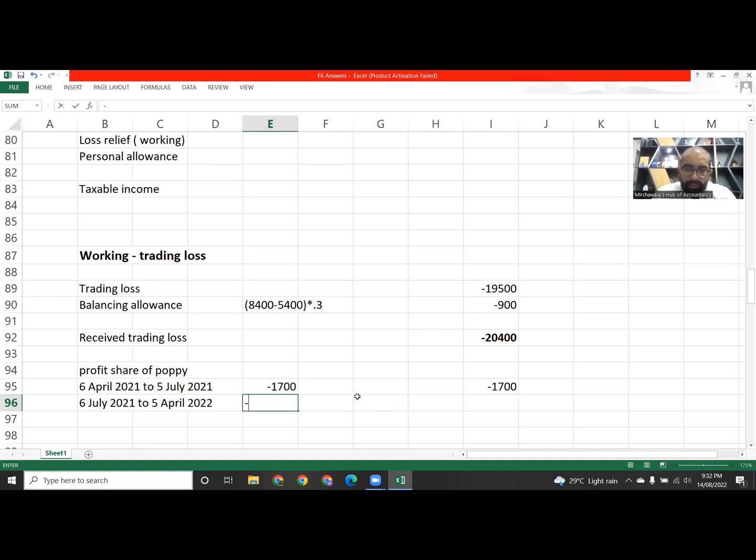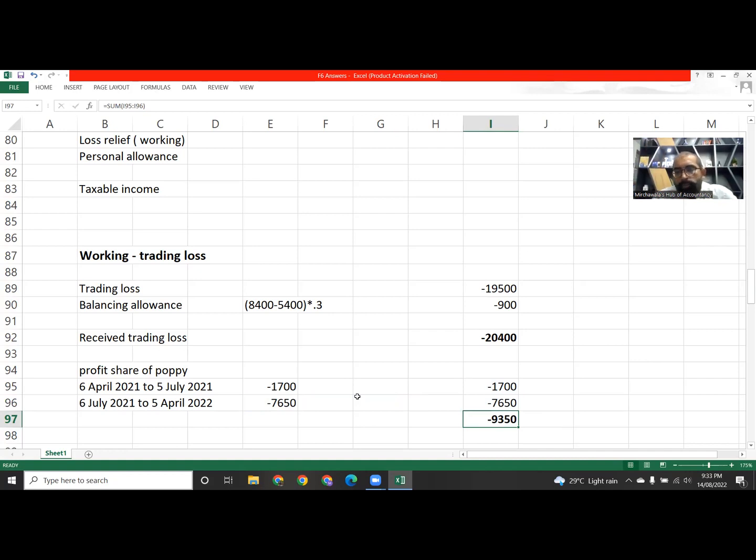It's minus 20,400 times 9 upon 12 times 50%. It's 7,650. So how much is the total loss for this? 9,350 is the total trading loss for Poppy.